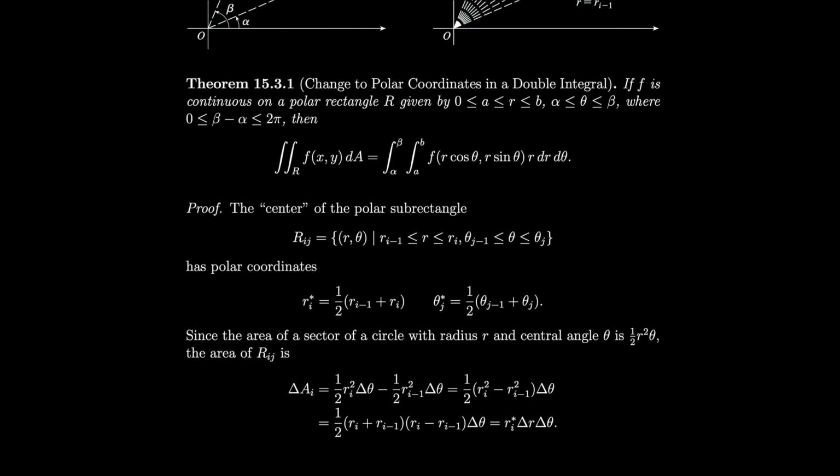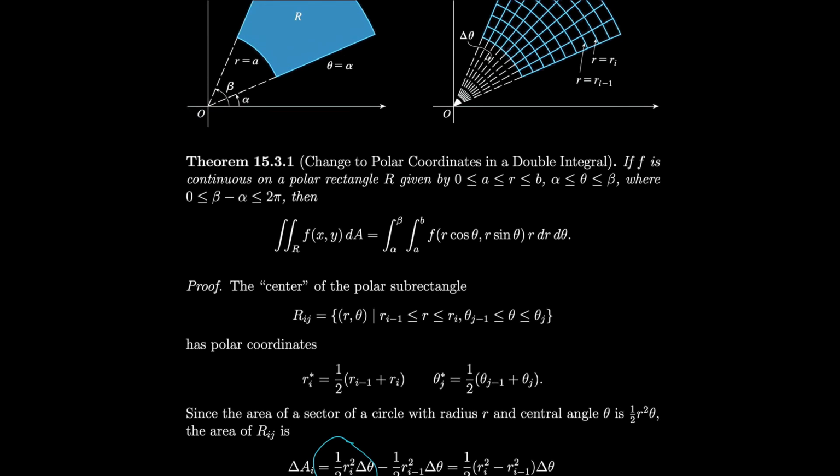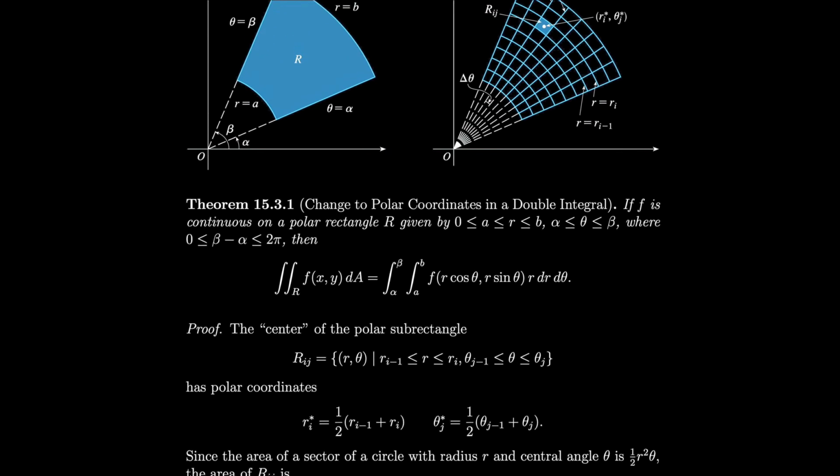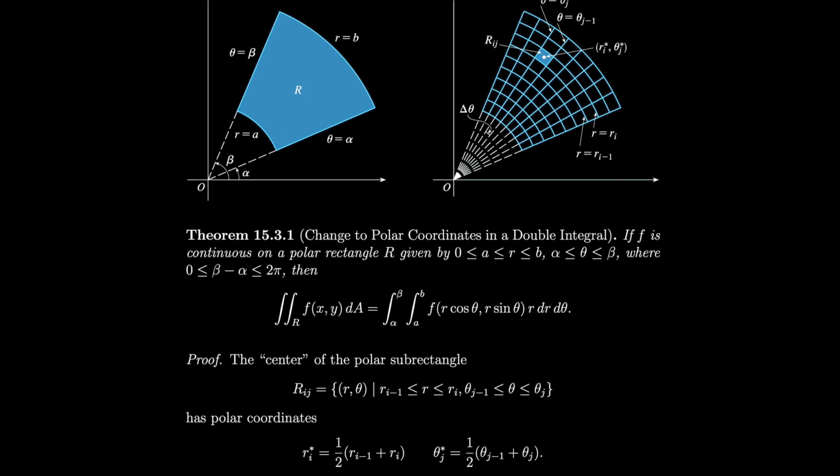So then, since the area of a circle sector with radius r and central angle theta is half r squared theta, the area of the subrectangle Rij, delta Ai, will be half ri squared delta theta minus half ri minus 1 squared delta theta, because this first value represents all of the area from, well, let's see, here's ri. So you could think of it as this entire area all the way over here.